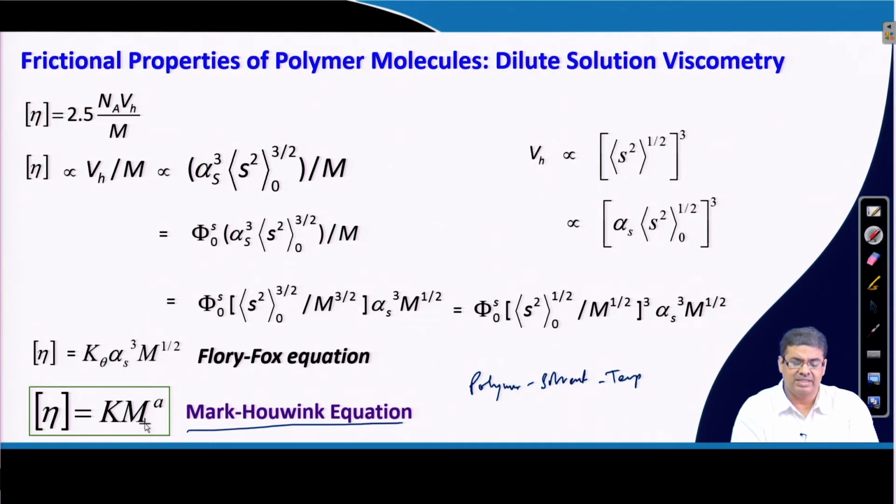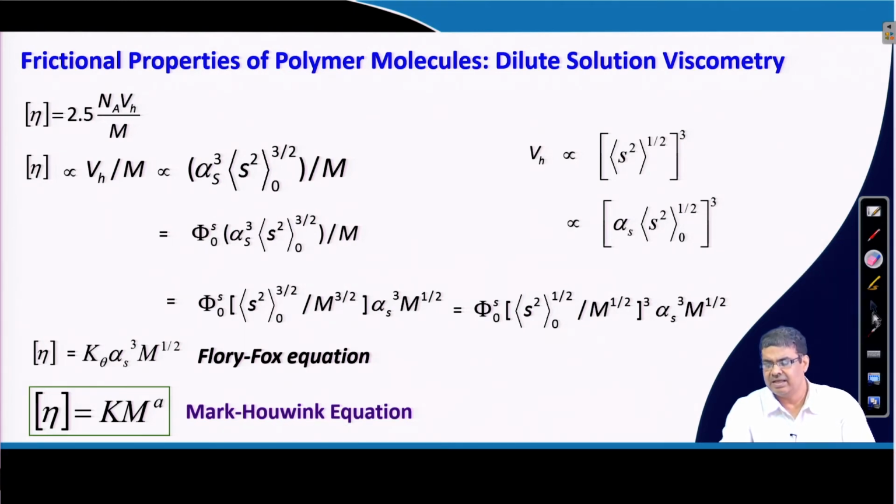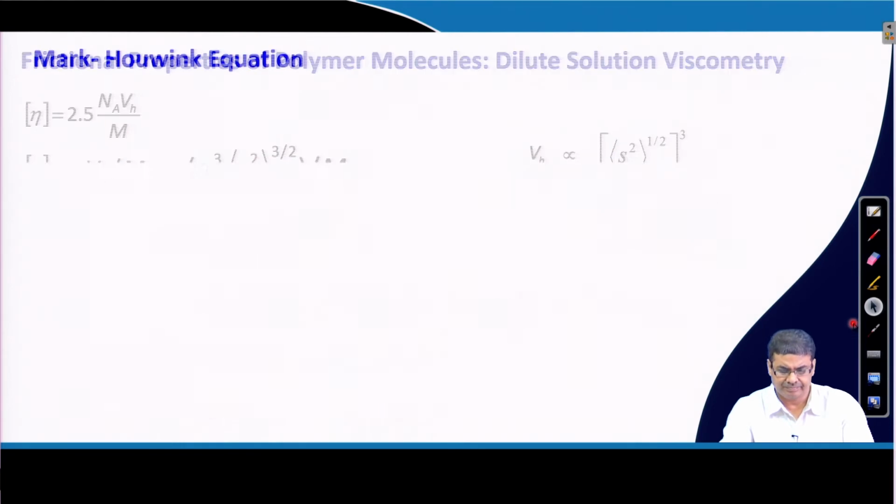And later we will see that this molecular weight is actually Mv, which is the viscosity average molecular weight, and this expression will be utilized to determine the viscosity average molecular weight, in the coming lecture.